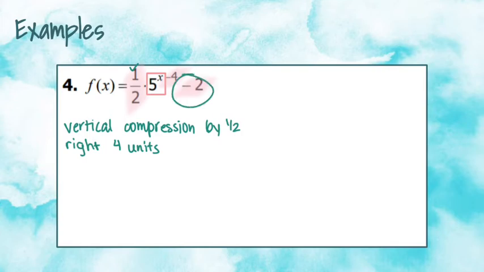Then we need to look at that -2. So we've done the -4. Now the -2 is in the position of K from our formula. K is the vertical shift, and a positive K shifts up, a negative K shifts down. So this -2 is going to shift our function down 2 units. And that is all of the transformations for this example.